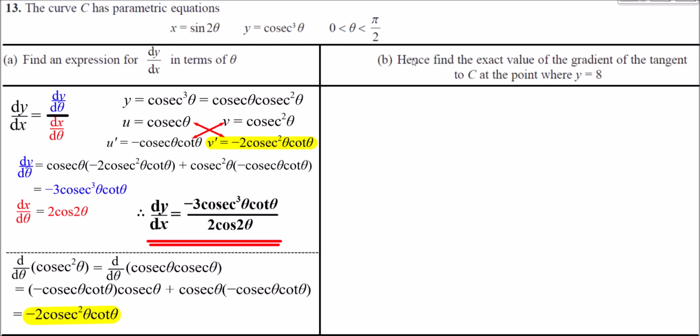For part B, we're now going to find the exact value of the gradient of a tangent to C at the point where y is equal to 8. Well, y itself is cosec cubed theta.